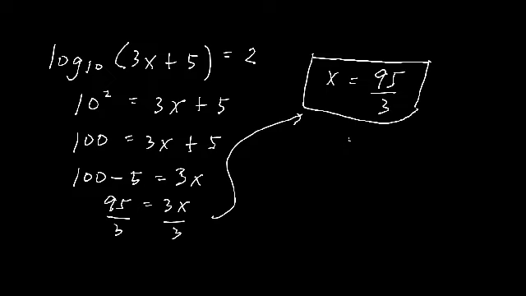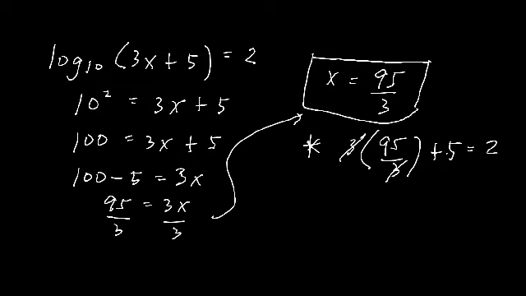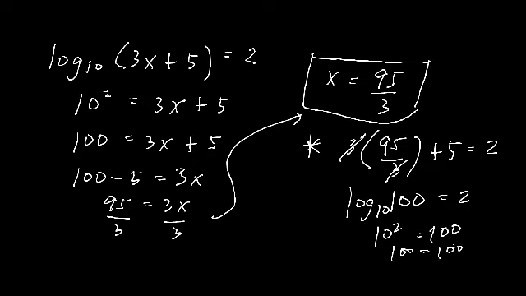So if we will do our checking, that will be 3 times 95 over 3 plus 5 is equal to 2. So cancel 3, that will be 95 plus 5, that will be 100. So log base 10 of 100 is equal to 2. So that will be 10 squared is equal to 100. So 100 is equal to 100.